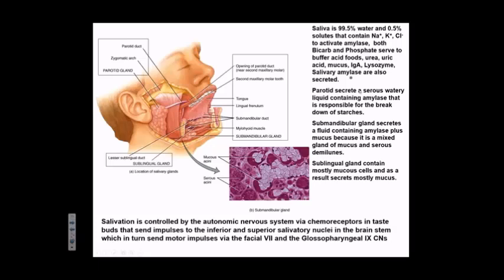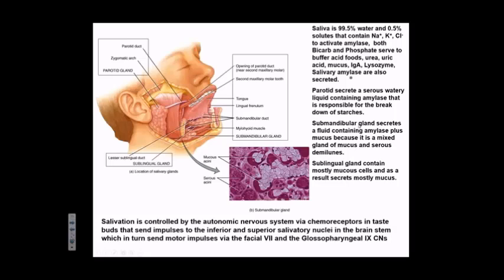The parotid secretes a very watery product, and it has a lot of amylase. Amylase is the first step of digestion: the digestion of starches. Starches are polymers of glucose. So salivary amylase starts breaking down starches so you can absorb them as glucose. The submandibular gland secretes fluid containing amylase plus mucus, because it's a mixed gland. So is the sublingual gland. The submandibular and sublingual are both mixed glands.